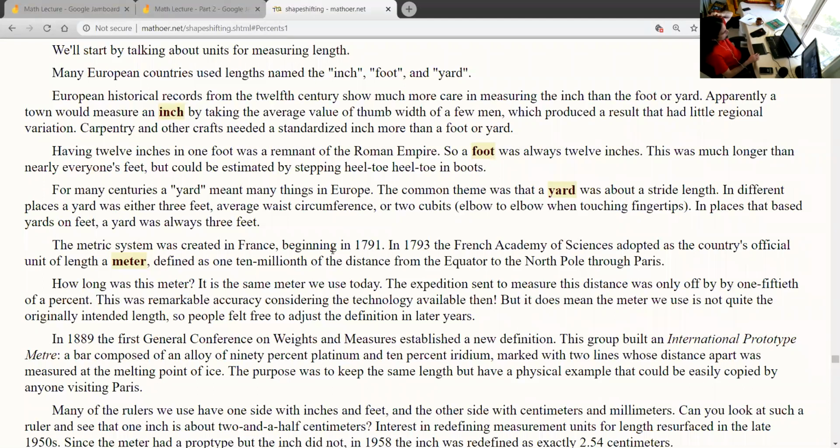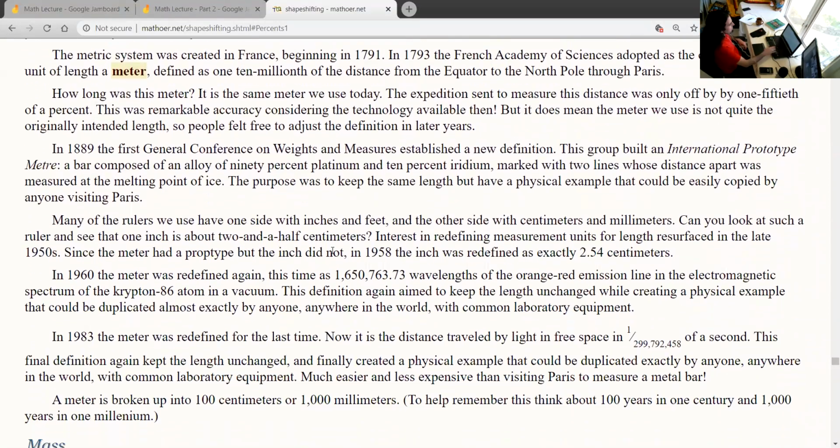And they sent out an expedition to measure that distance, and it was absolutely amazing. They were only off by 1/50th of a percent. So that does mean that the meter we use isn't quite the originally intended length, so people feel free to fudge things a little bit later on in history.